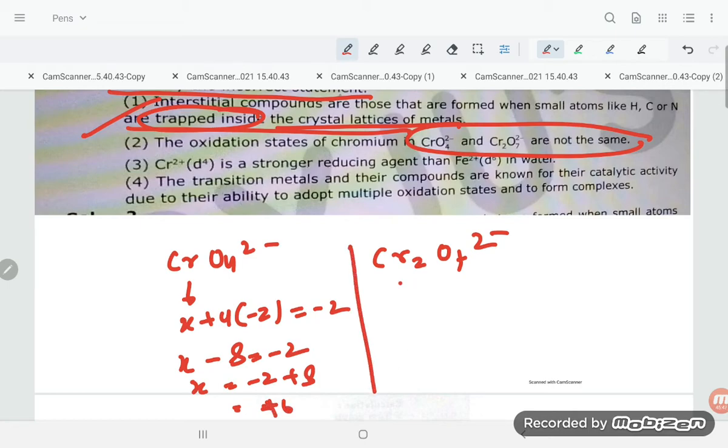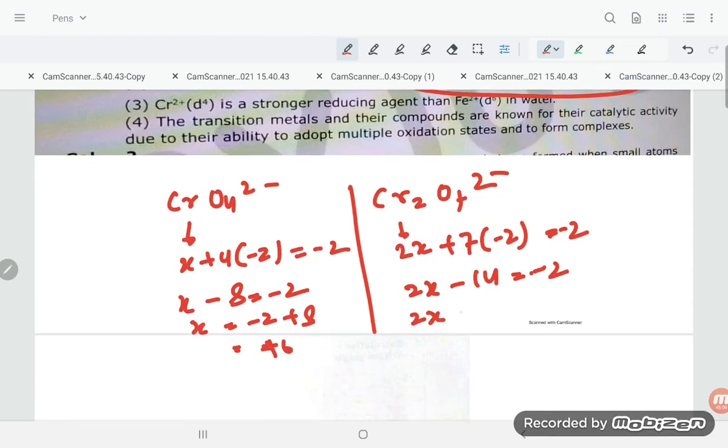Here, for Cr2O7 2-, student: 2x plus 7 times minus 2 equals minus 2. So 2x minus 14 equals minus 2. So 2x equals minus 2 plus 14, that is plus 12. So x equals plus 12 by 2. So it is coming plus 6, student.